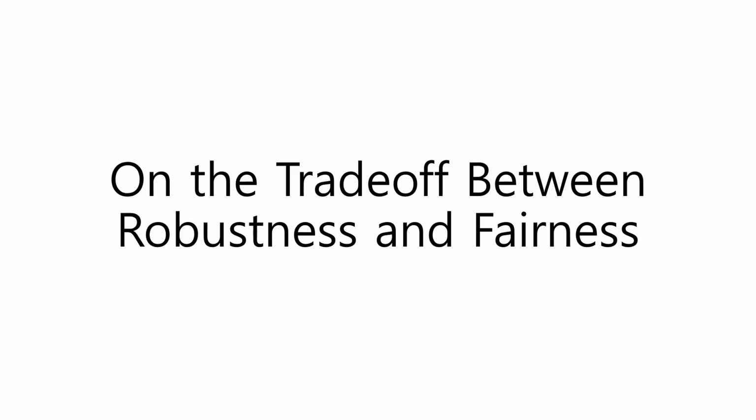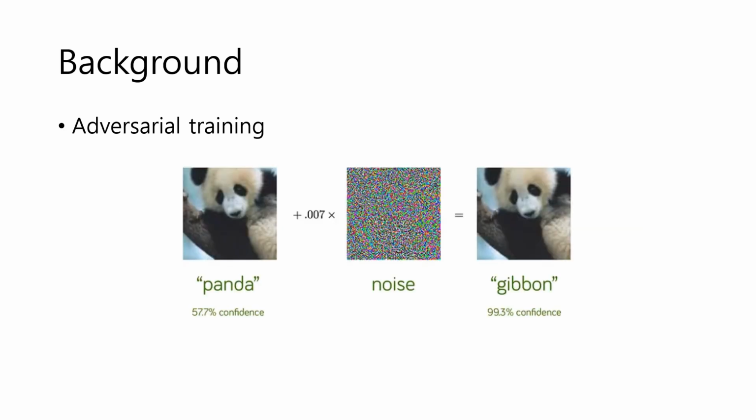Yeah, so I'll move on to the trade-off between robustness and fairness. Some background before we move on to the paper. There's adversarial training. Adversarial training is one method to increase the robustness of a model. This training is based on adversarial examples.